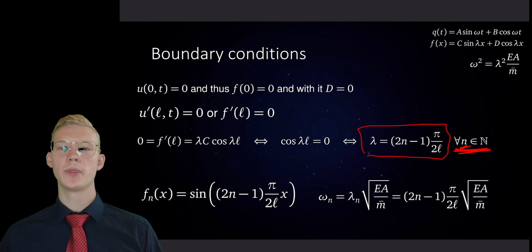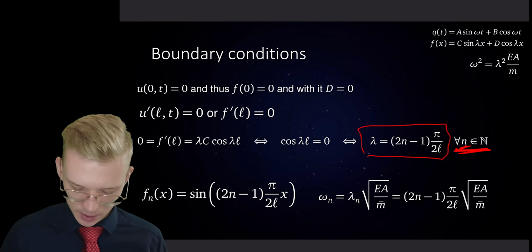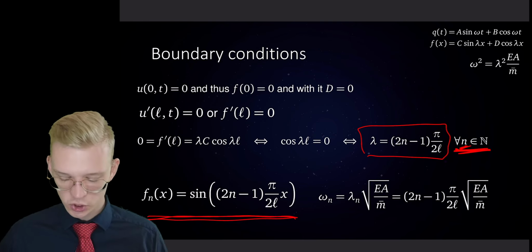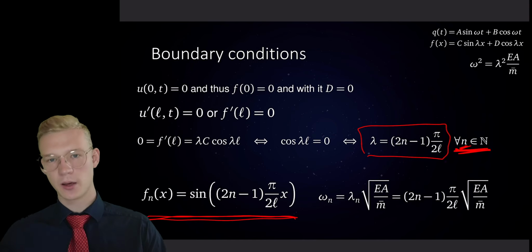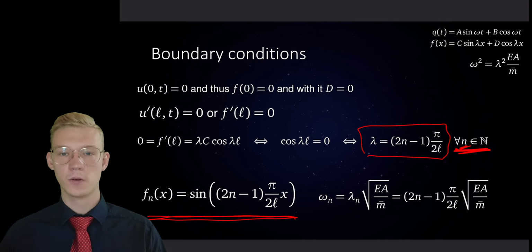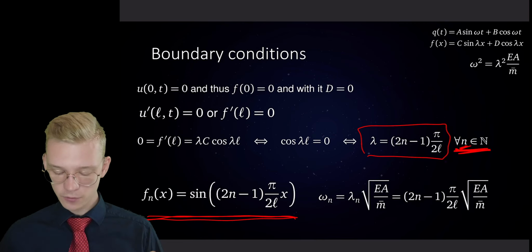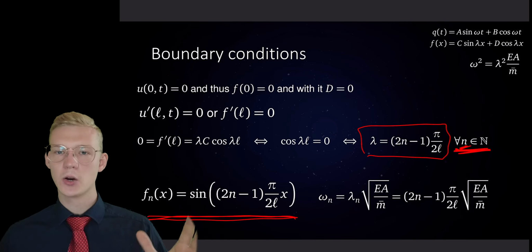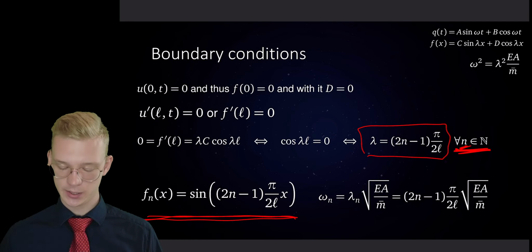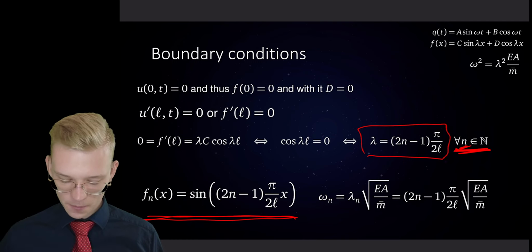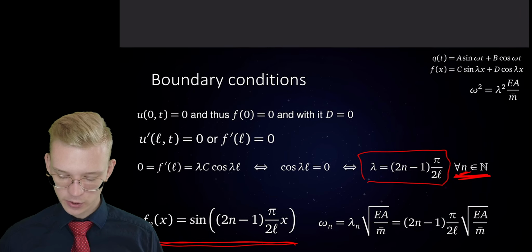So if we say we want the first eigenfrequency, we will get one specific shape for that function. If we want the second, we will get another, and the third, the fourth, the fifth, and so on. So for a continuous system, we analytically proved that we have infinitely many eigenfrequencies. I hope this video gave you a better understanding.